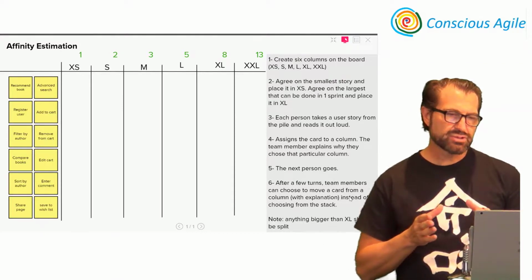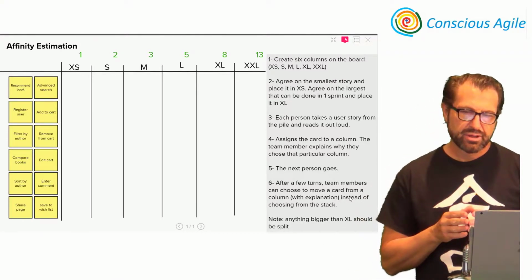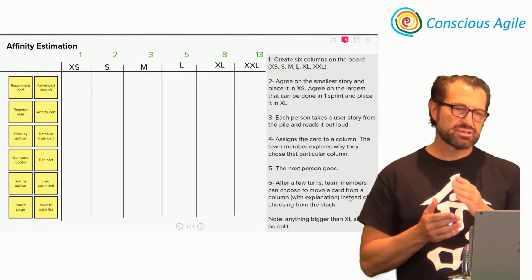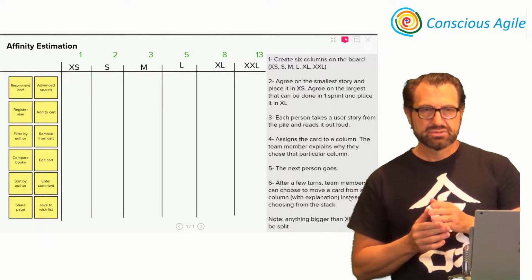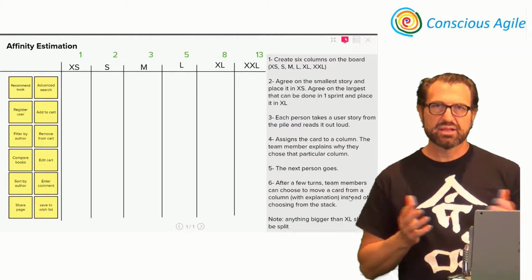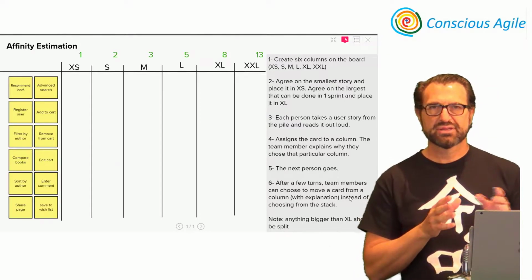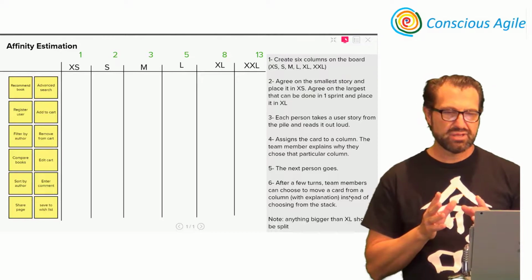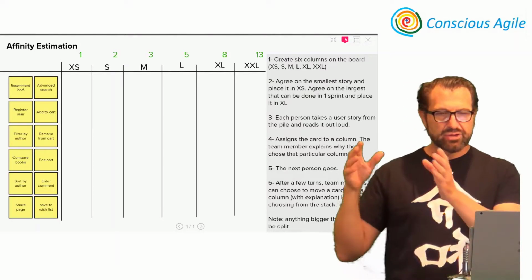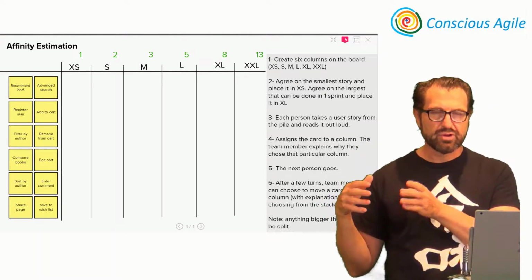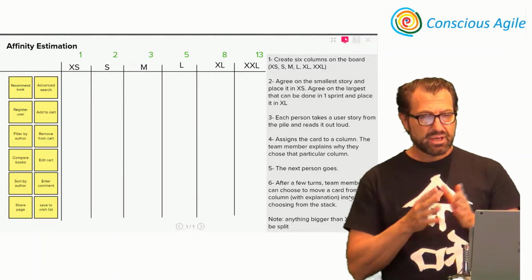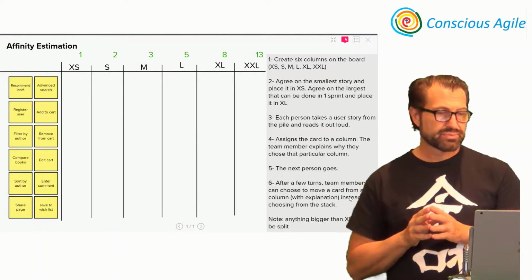So what you want to do is create columns from XS, which is extra small, and then small, medium, large, and extra large. Anything bigger than extra large, like XXL, is something that needs to be split. It doesn't fit in one sprint if you're using a 2-week cadence. On the left side you have the backlog of all user stories. Again, all features, because you can do this affinity estimation for features too.